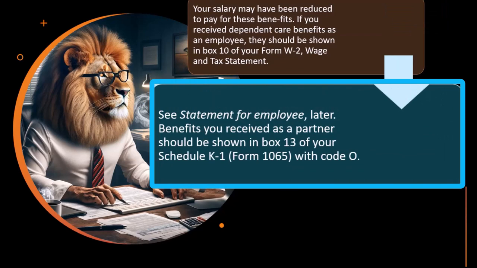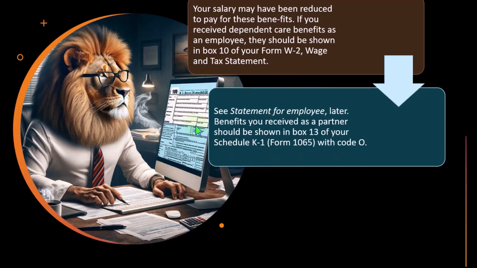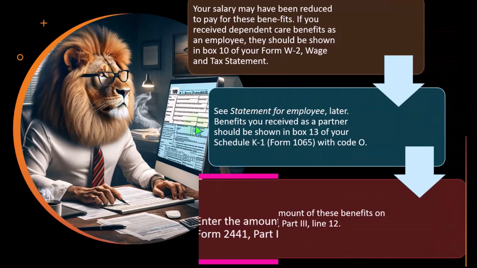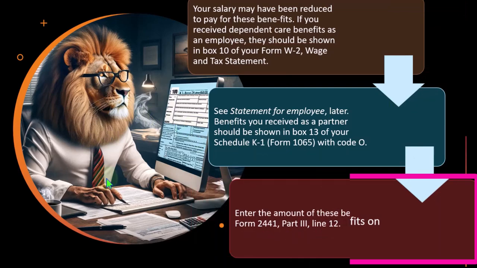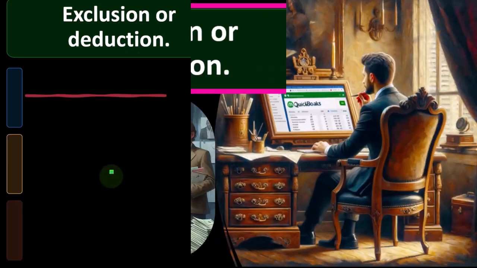Benefits you receive as a partner should be shown in box 13 of your Schedule K-1, Form 1040. So if you have a partnership structure, then you're going to have a K-1 that's going to flow through to your 1040. So enter the amount of these benefits on Form 2441, Part 3, Line 12.